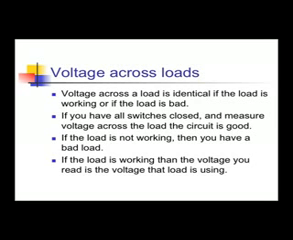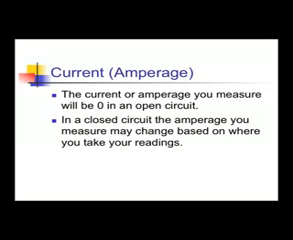When measuring the voltage across the switch in a complete circuit, we get 0. There's no potential between the two sides of the switch. When measuring voltage across a complete circuit, you will get source. Voltage across a load is identical if the load is working or if the load is bad. If you have all switches closed and measure voltage across the load, the circuit is good. If the load is not working, then you have a bad load. If the load is working, then the voltage you read is the voltage the load is using.